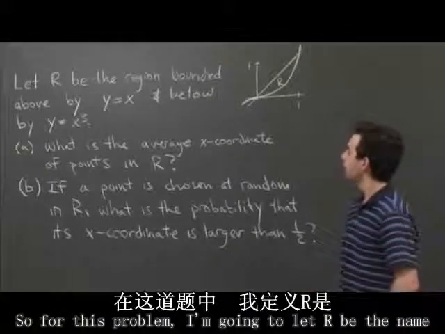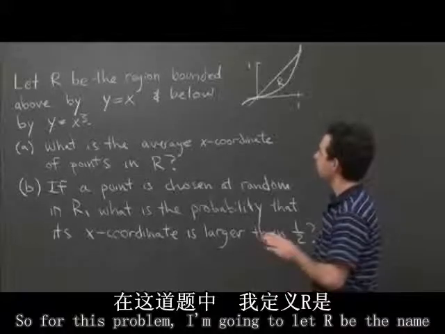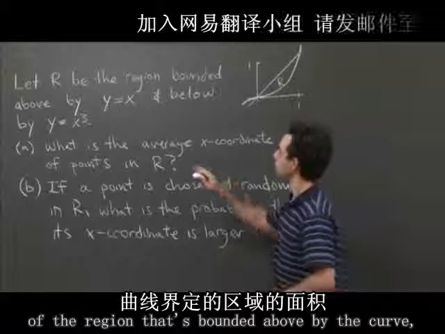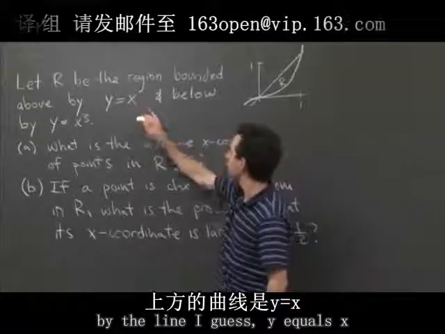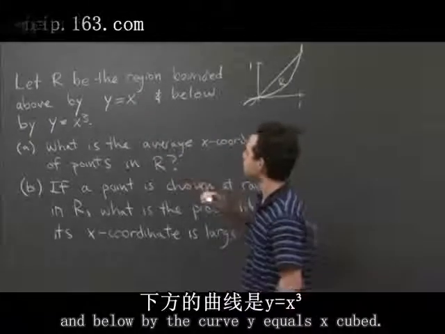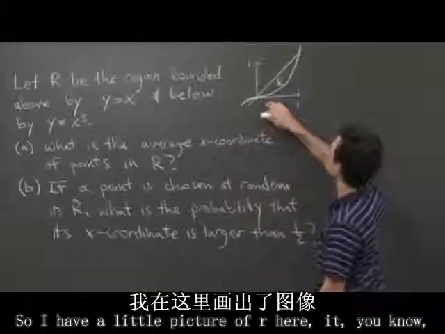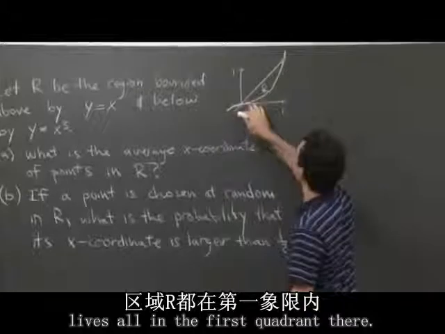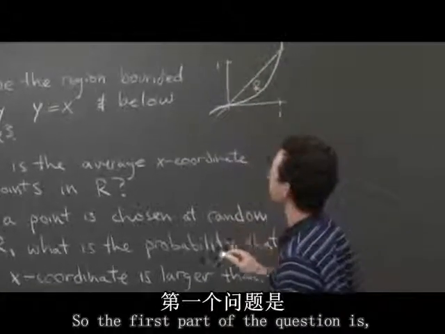So for this problem, I'm going to let R be the name of the region that's bounded above by the line, I guess, y equals x, and below by the curve y equals x cubed. So I have a little picture of R here. It lives all in the first quadrant. It's just this little sliver.